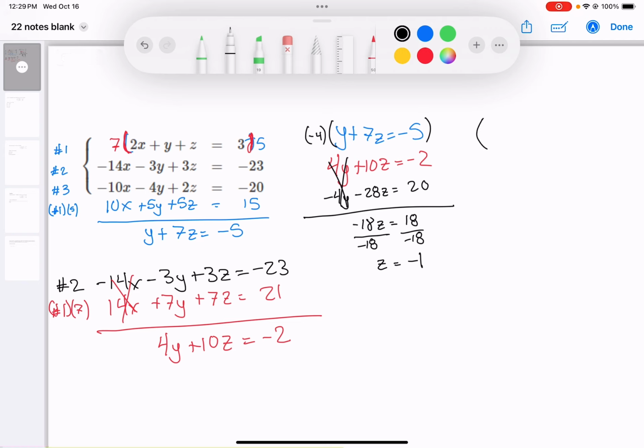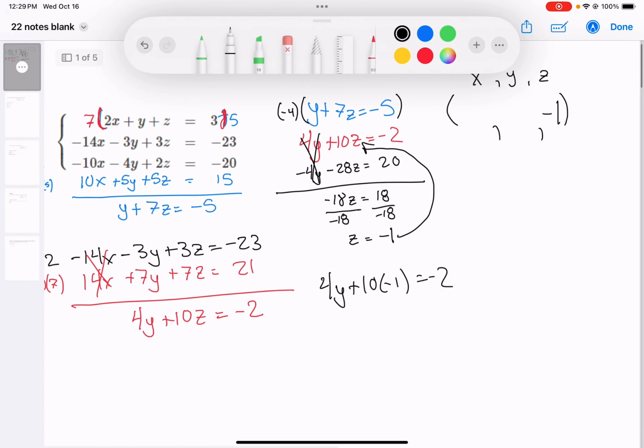Okay, what my answer is going to look like, it's kind of an ordered pair, but it's going to have an x, a y, and a z value. And I have just found my z. So what I can do is take that z and plug it back into one of my equations up here. So I got 4y plus 10 times negative 1 equals negative 2. You can plug it into either one of those two equations. So I got 4y minus 10 equals negative 2.